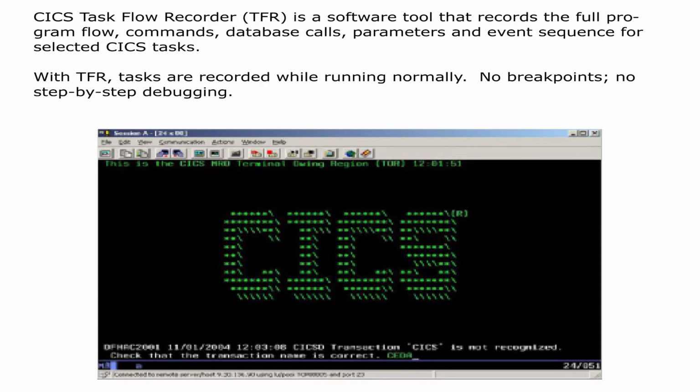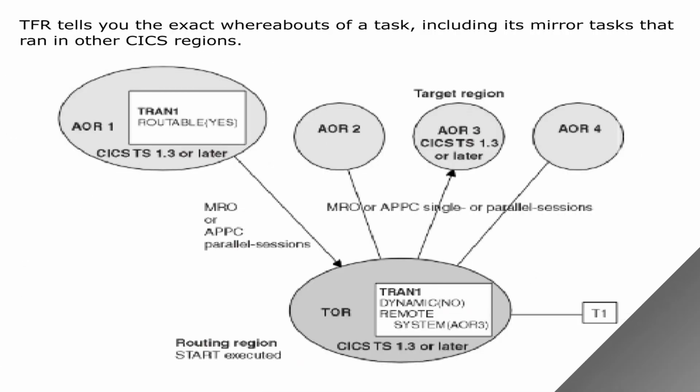CICS Task Flow Recorder, TFR, is a software tool that records the full program flow, commands, database calls, parameters, and event sequence for selected CICS tasks. With TFR, tasks are recorded while running normally, no breakpoints, no step-by-step debugging. TFR tells you the exact whereabouts of a task, including its mirror tasks that ran in other CICS regions.